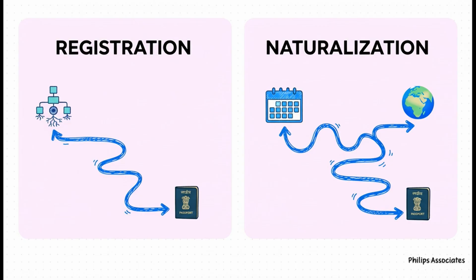Think of registration, under Section 5, as the pathway for people who already have some kind of connection to India. Maybe they're of Indian origin or they're married to an Indian citizen. For this, you generally need to have lived in India for 7 years.